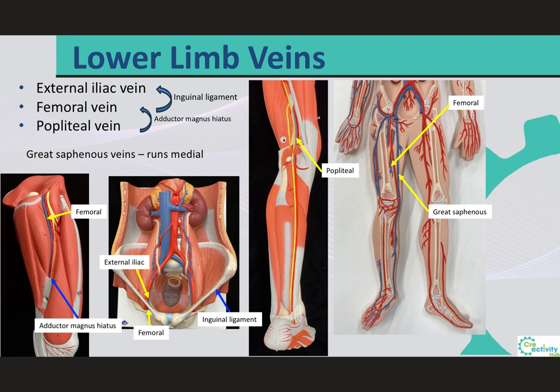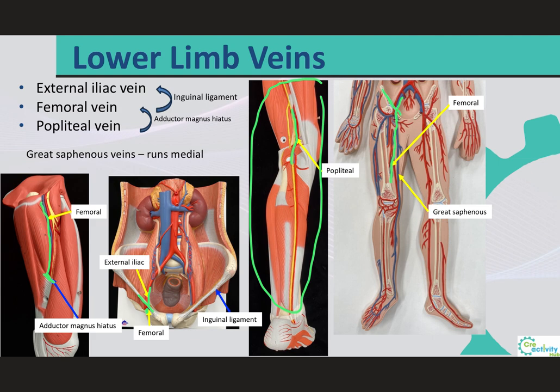With regards to veins, the same concepts will apply, but we can start with this model over here where we can see the popliteal vein running posterior, and once it swings anteriorly passing through the adductor magnus, it will become the femoral vein. Same thing over here. Once the femoral vein passes the inguinal ligament, it will become the external iliac vein. Therefore, on this image over here to the right, we can see the femoral vein that will then become the external iliac vein once it passes the inguinal ligament.